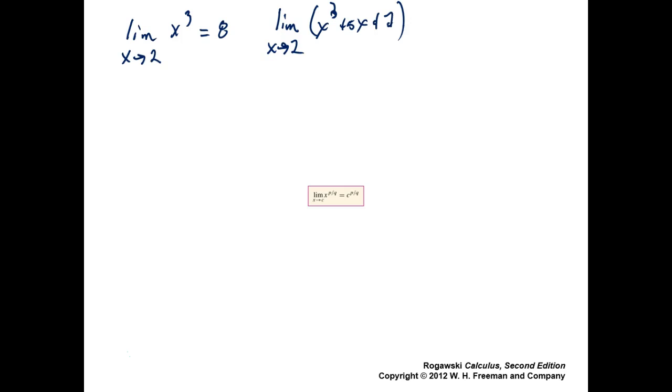Very good. All right. And then the next one. The limit as x approaches 2, looks pretty similar, of the square root of x cubed plus 5x plus 7. What would that be? 5, exactly. The square root of 25 is 5.